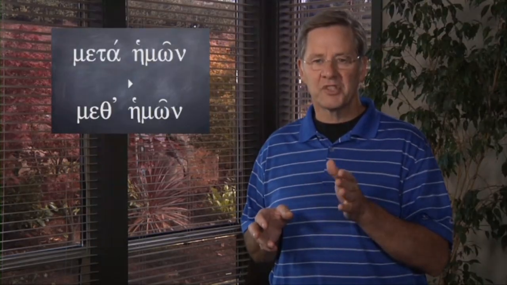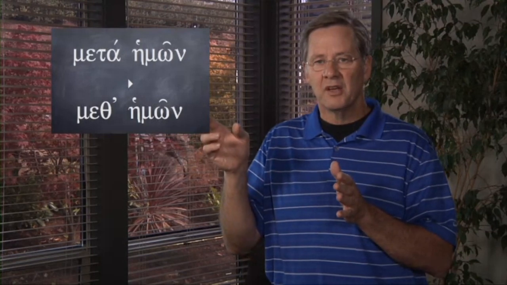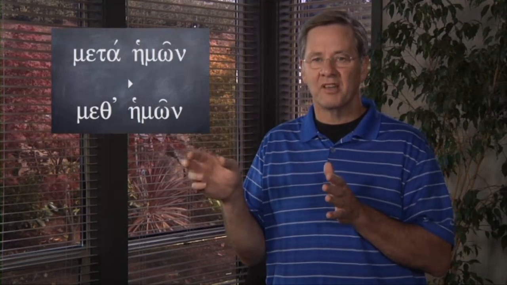And if you're left with something like a tau and the next word begins with a vowel and a rough breathing, that tau is going to go to a theta. Again, they're just pronunciation things. Now, don't be scared about this. When you get to the vocabulary, I'll show you these forms.